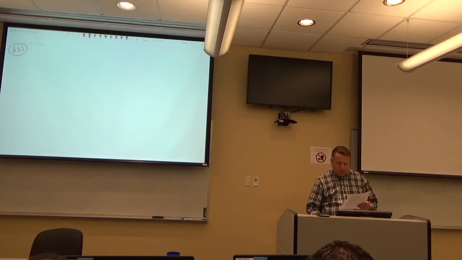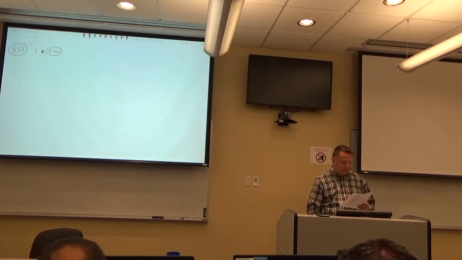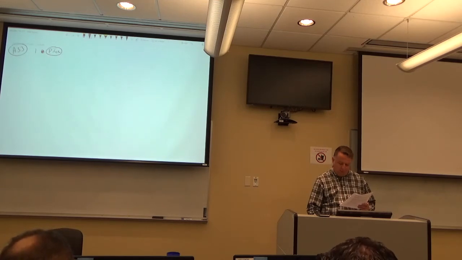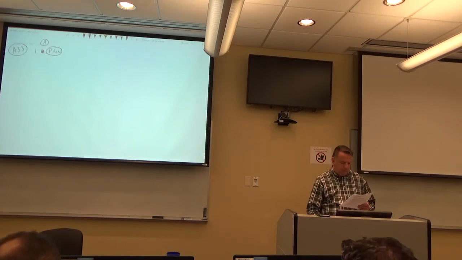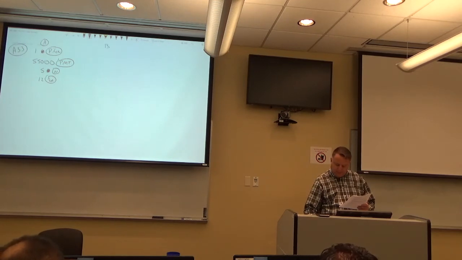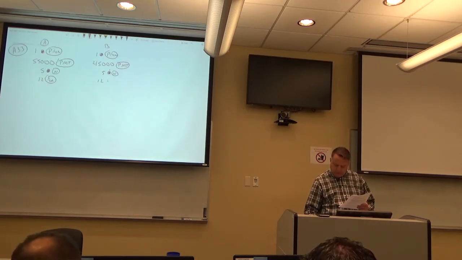All right, so both of these are annual. For lease A, we've got payments of $55,000 for 5 years. Discount rate is 12%. Okay, for lease B, the lease payment is $45,000, 5 years, 12%.